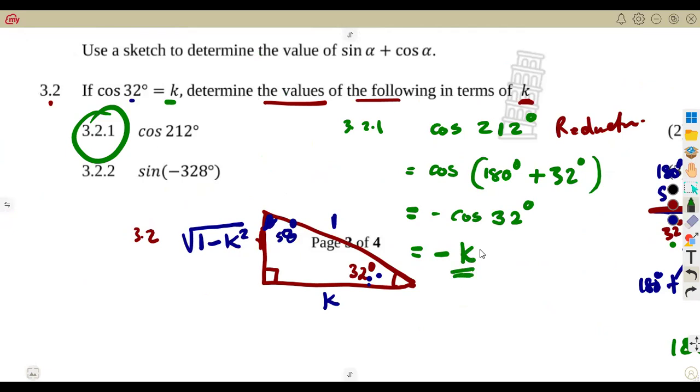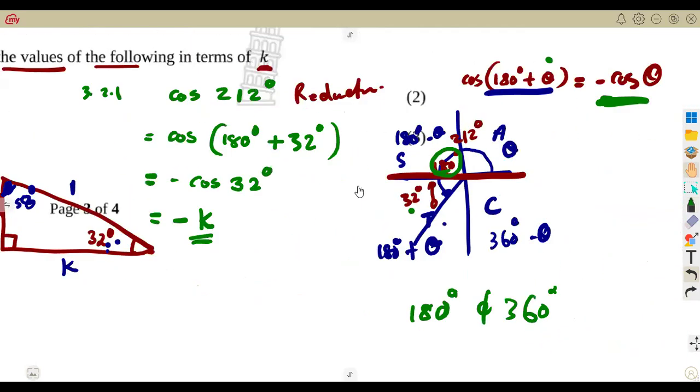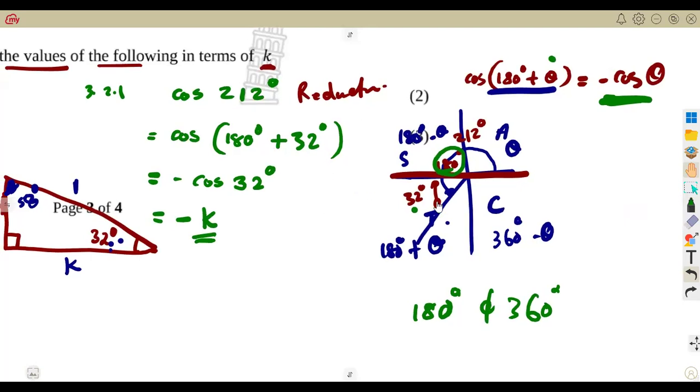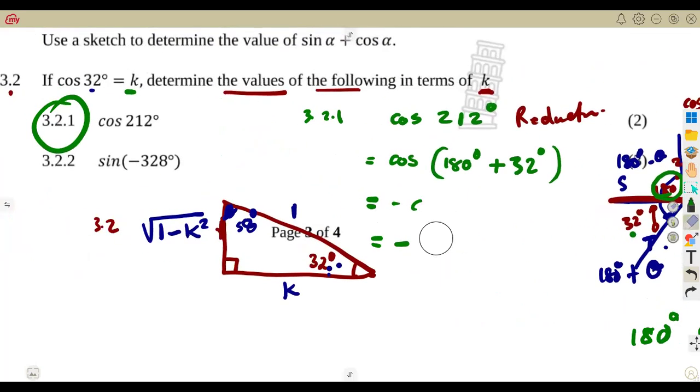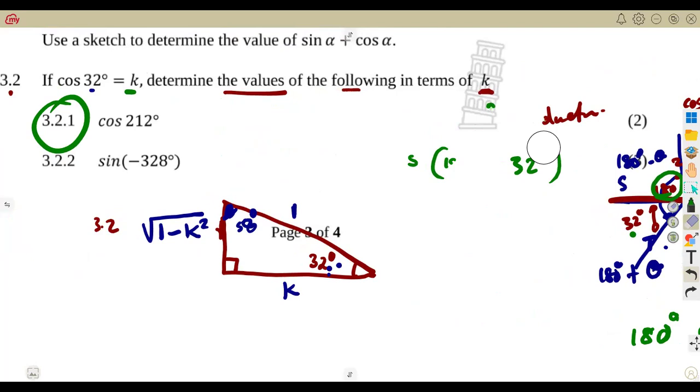So guys, you see trigonometry, they will be playing around something that you'll be knowing. They want to test you. Do you know your reduction formula? They are playing around the reduction formula there. The same part with the other question, 3.22.